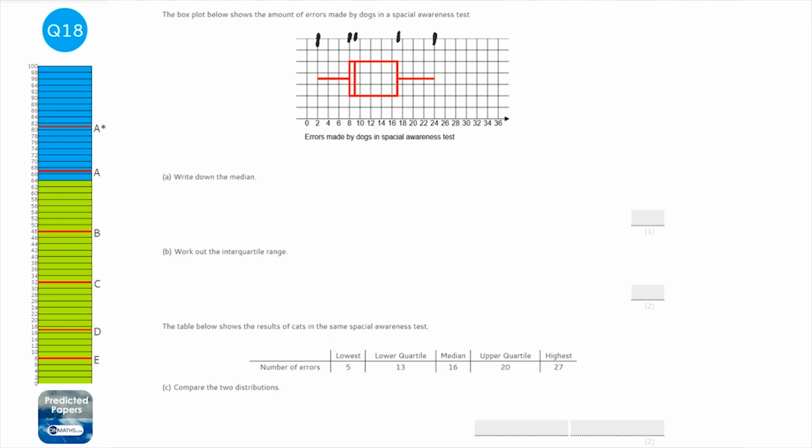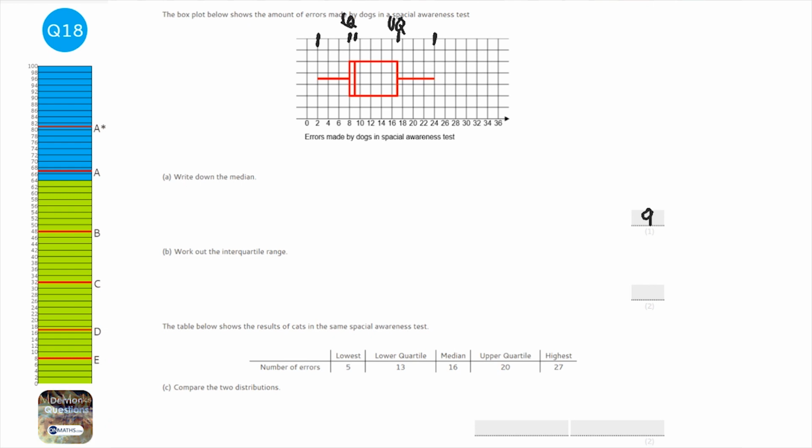So to find the median, it's just the middle one. So let's have a look. It's halfway between 8 and 10, so that's going to be 9. The interquartile range is the distance between the lower quartile, which is the second one, LQ for lower quartile, and the upper quartile, which is the fourth one. So you just need to take them away.